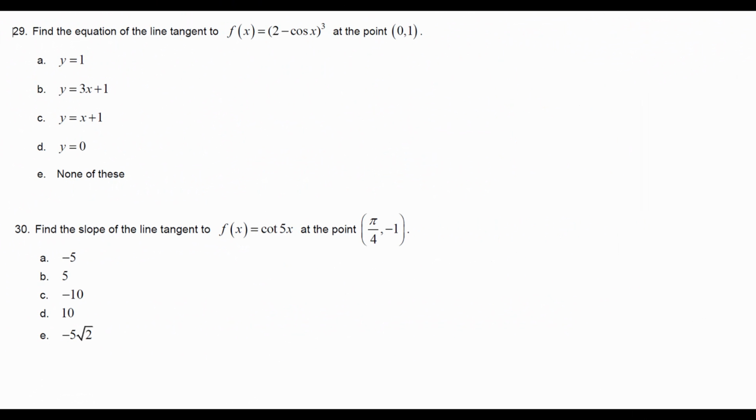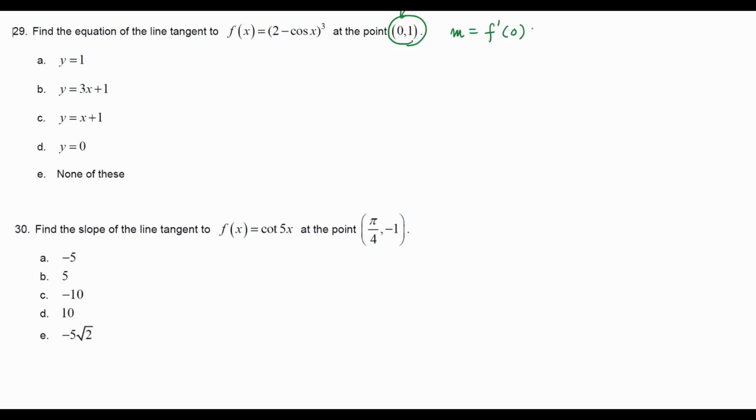Number 29. Find the equation of the line tangent to f(x) = (2 − cos x)³ at the point (0, 1). So to find the equation of a line, we need a slope and a point. You do have a point already, and all I need is a slope here. I need the slope at x = 0, which is f prime of 0.